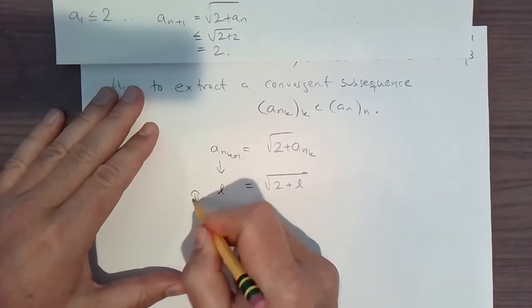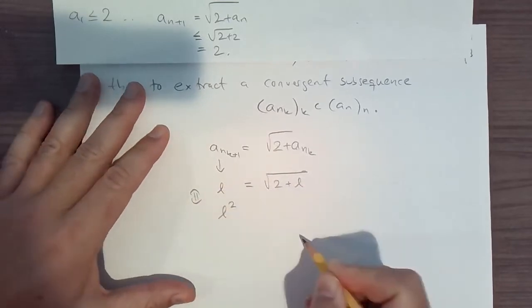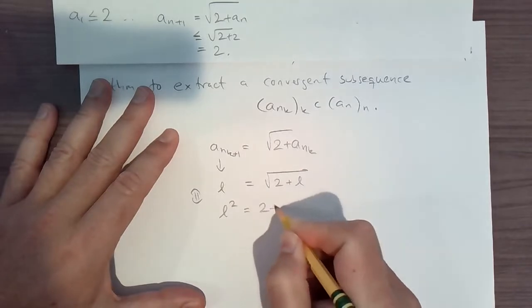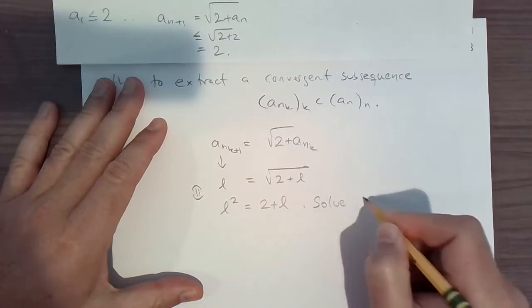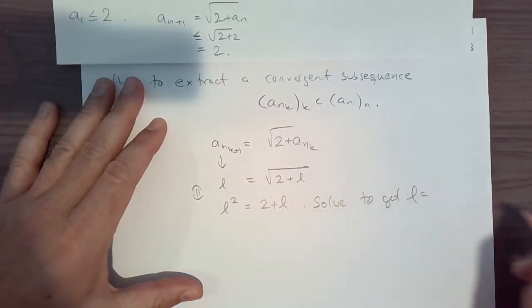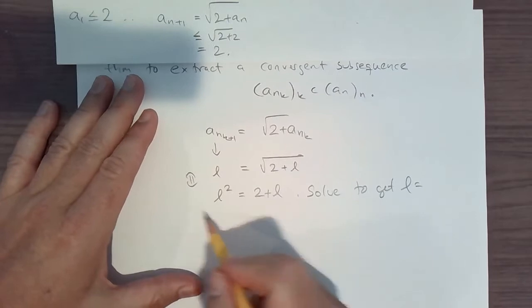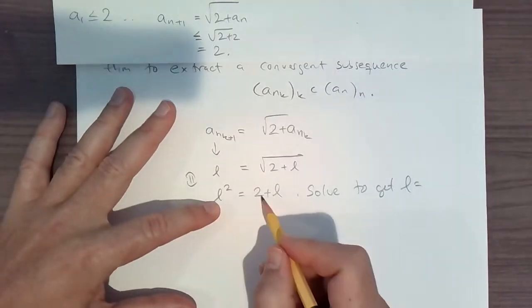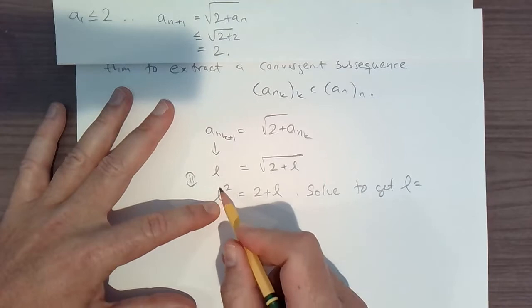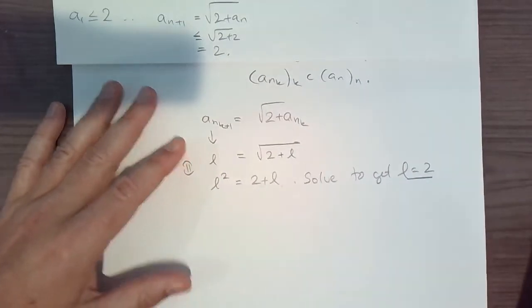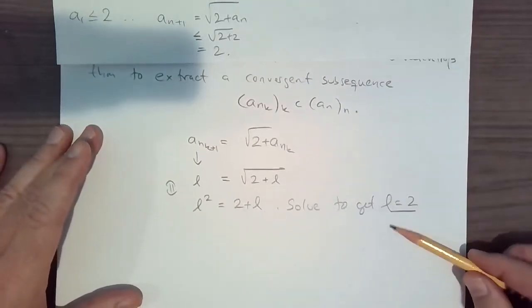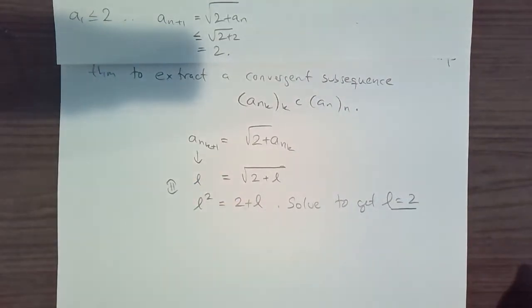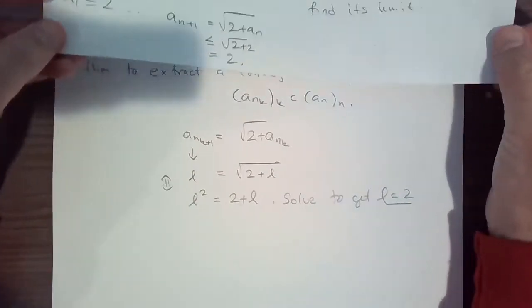So what will we get here? We will get L squared is equal to 2 plus L. Right, so we solve. What kind of an L would do this? It's a second degree polynomial. It's going to be 2 plus 2 is 4, 2, and this is good. We're going to get 2, right? So the subsequence that's convergent, there's only one choice. It must converge to 2.